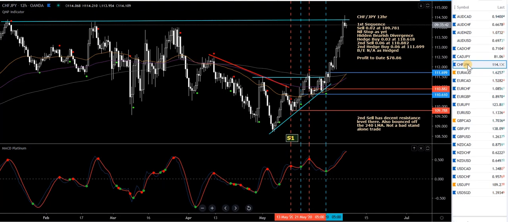Swiss franc, Japanese yen, again hedged. Sell, buy, read my notes. MACD Platinum's above the 0 level. Price is now at a big resistance level. Will it roll over? Who knows?